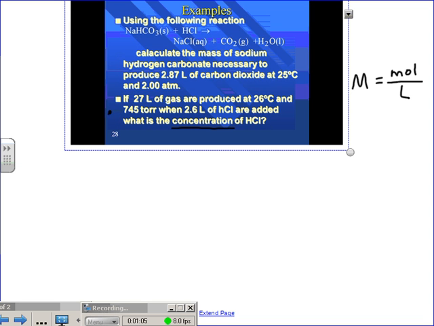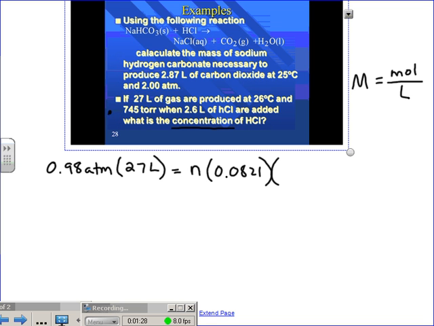So let's look at what we have here. They give us 0.98 atm. That's our pressure. We're going to use the ideal gas law here to solve for number of moles. And 27 liters is our volume. N is what we're solving for. 0.0821 is our R value. All the units that go with that, you know about that. And our temperature is 299 Kelvin. When we solve for N, it is equivalent to 1.08 moles, and this is of the CO2.